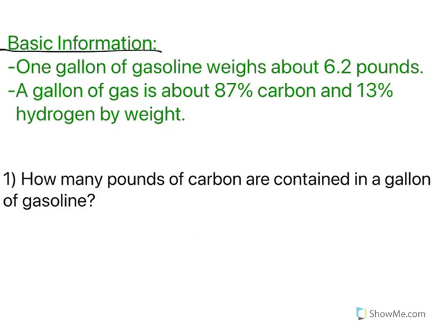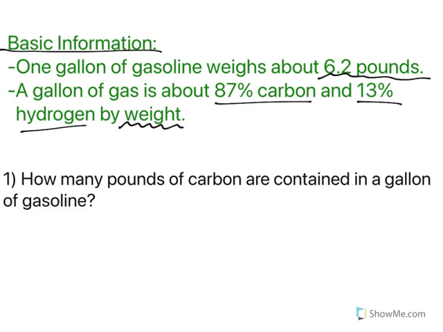1 gallon of gas weighs approximately 6.2 pounds. And a gallon of gas is 87% carbon, 13% hydrogen by weight. Okay, so how many pounds of carbon are contained in a gallon of gas?